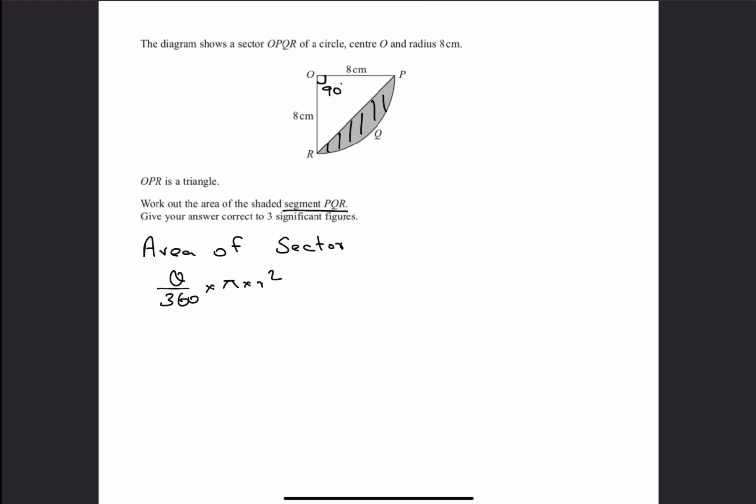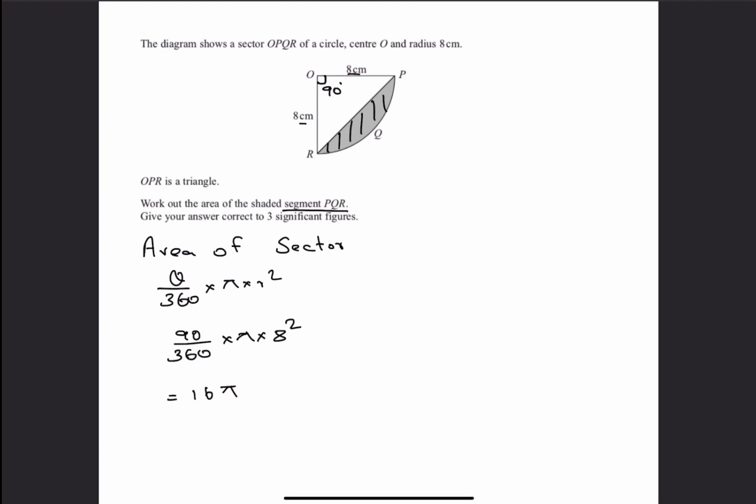This is 90. So 90 over 360 times pi times the radius. The radius is actually 8 centimeters here, to the mark. 8 squared. We just plug that in and calculate 90 over 360 times pi times 8 squared. That gives you 16 pi. We'll just leave it as pi for now.